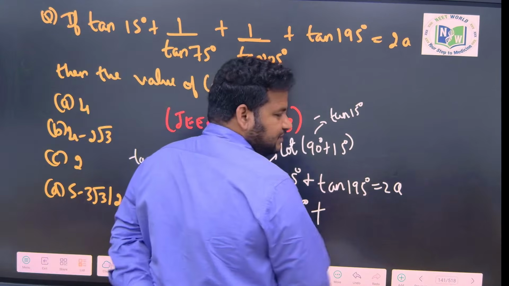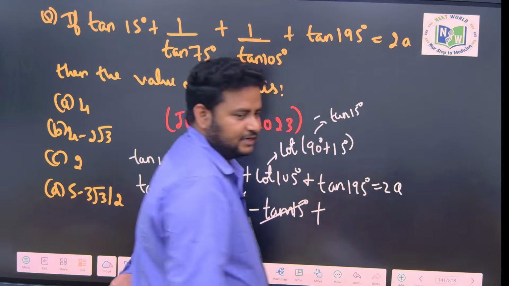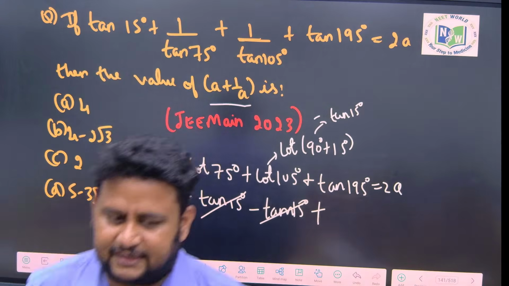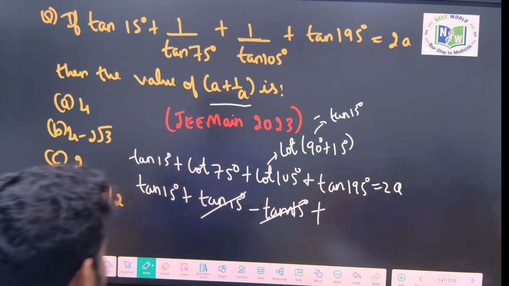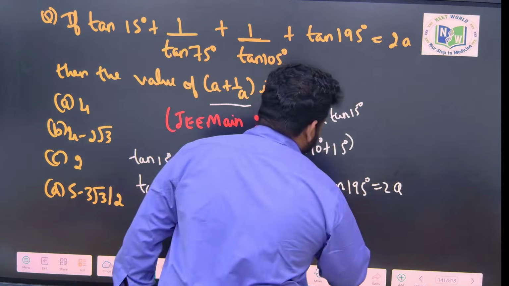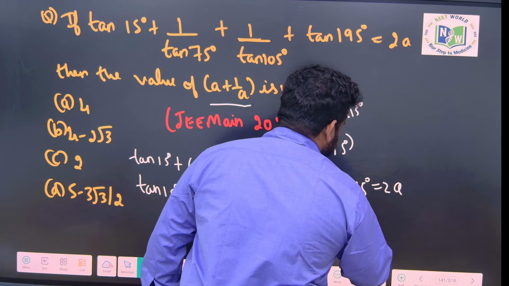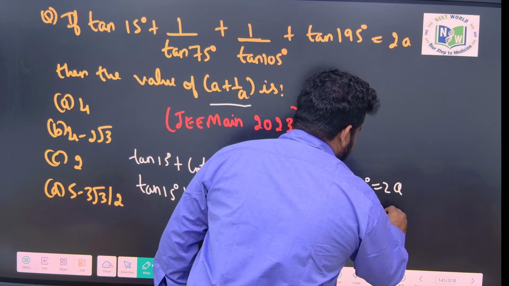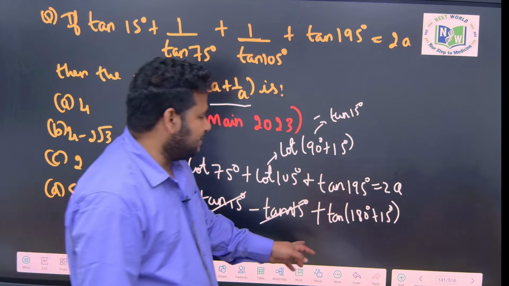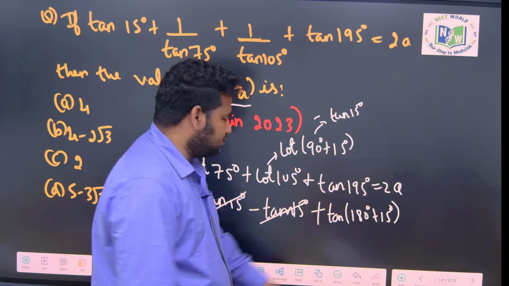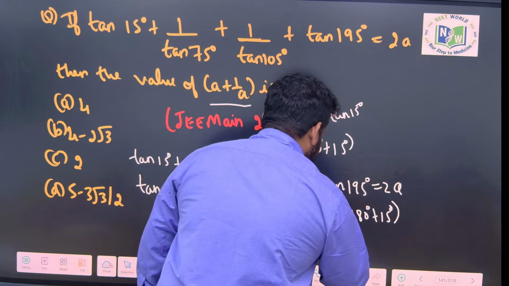Plus tan 195 degree. 195 is in which quadrant? Third quadrant. In the third quadrant, is tan positive or negative? Positive. Okay. So tan 195 is tan 180 plus 15 degree. 180 is an odd multiple or even multiple? Even multiple. Even multiple means tan will remain tan. So this will become tan 15 degree.